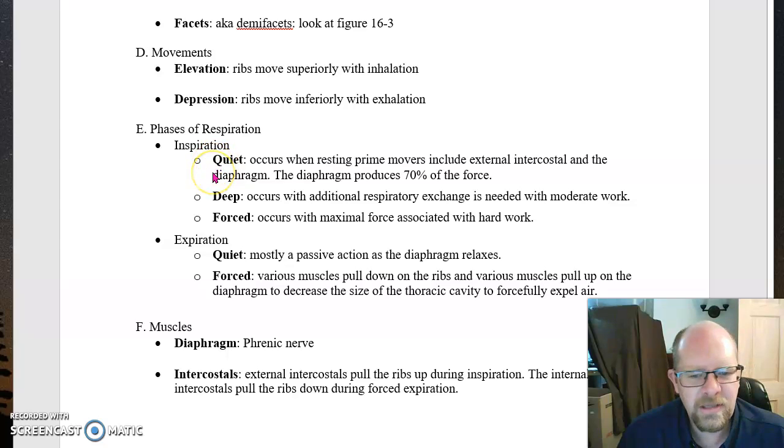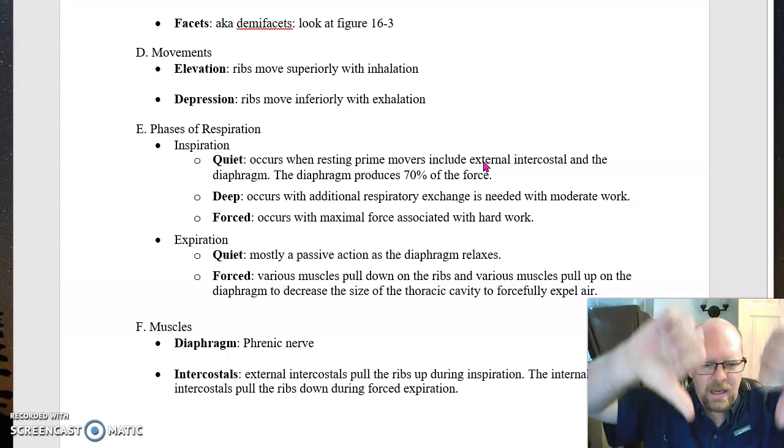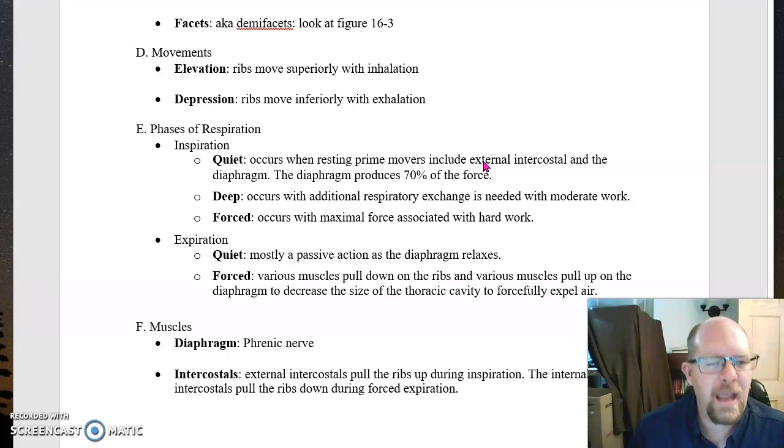All right, we need to just take a brief look at inspiration. So there's quiet inspiration, which occurs most of the time, like right now. The prime movers include external intercostals and the diaphragm. With quiet respiration, 70% of the force is generated by the diaphragm moving inferiorly as you inhale.